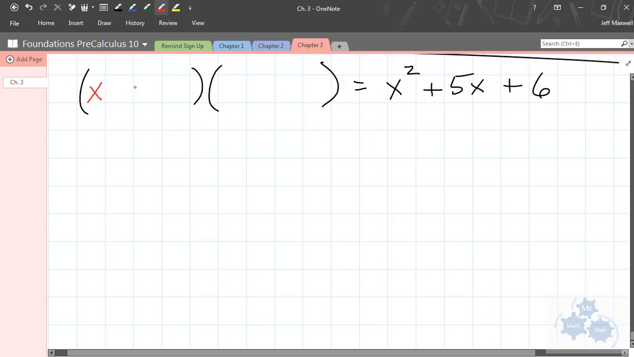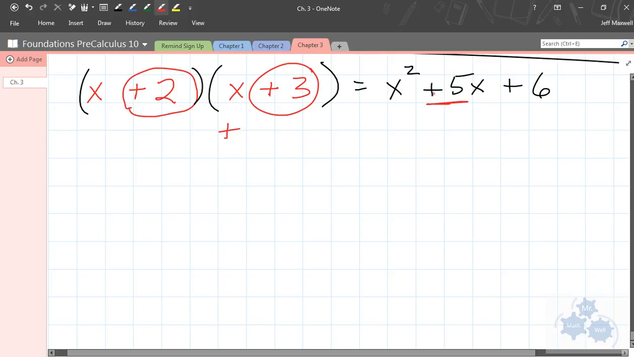Okay, so you put x plus 2 in here, and you put x plus 3 in here. Anybody else have this arrangement? Okay, a number of you. Okay, can you tell me why you did that? Because 2 plus 3 equals 5 and a positive 5. Very good. And 2 times 3 is positive 6. Good. That's very good, and that is correct.